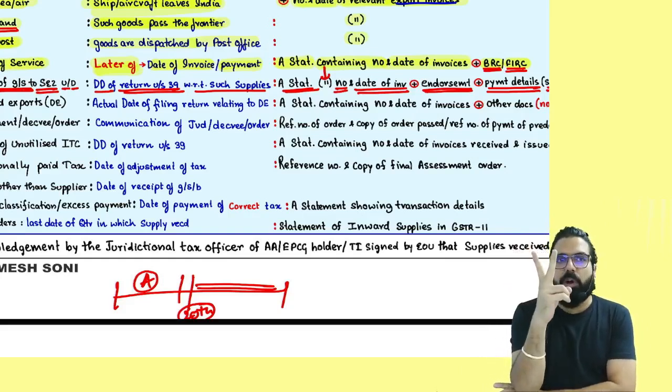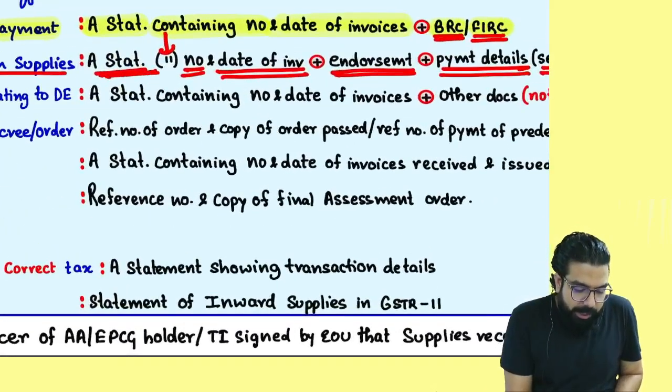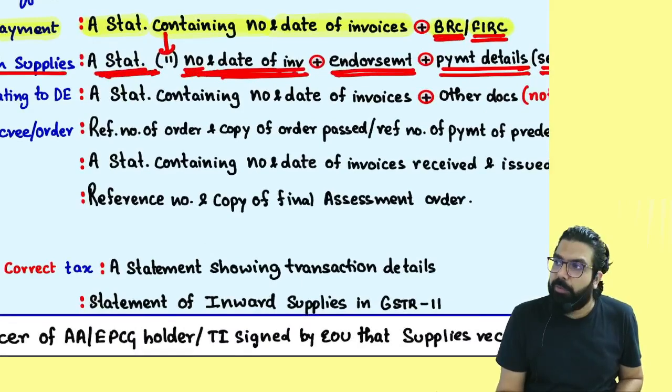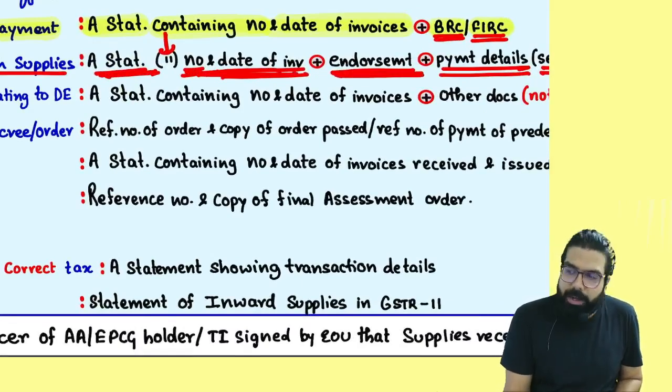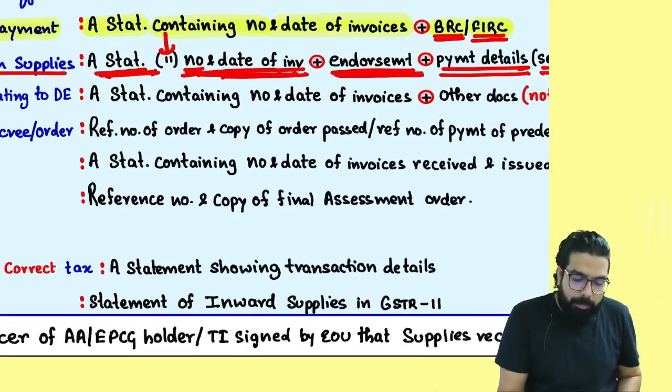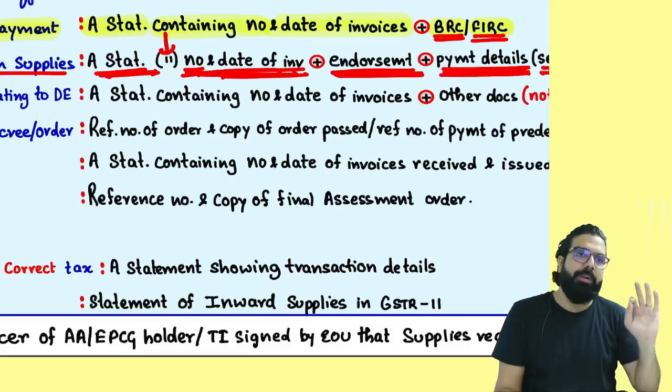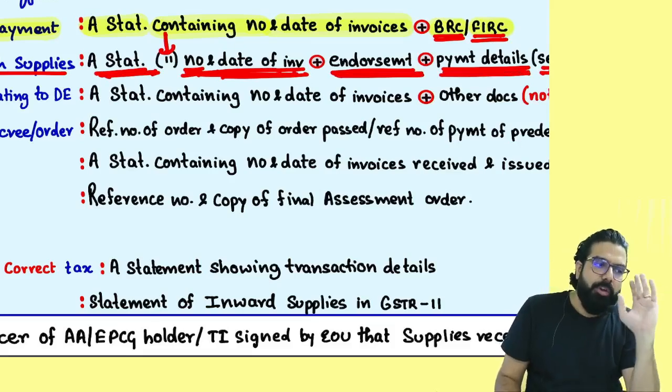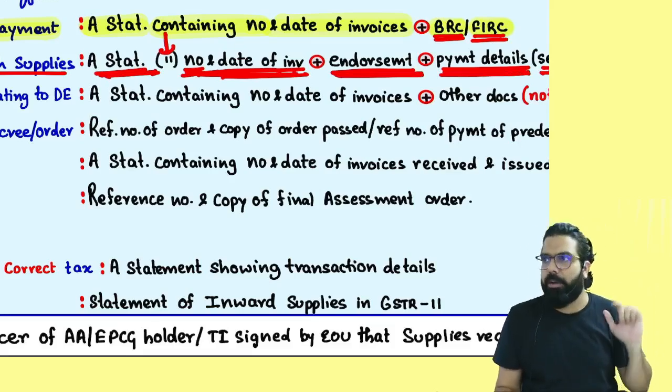Along with that, you have to give documentary evidence. What is the documentary evidence? Statement containing the number and date of invoice plus the endorsement that they have received the goods plus the payment detail in case of service. In case of service, you always have to give the payment detail also.